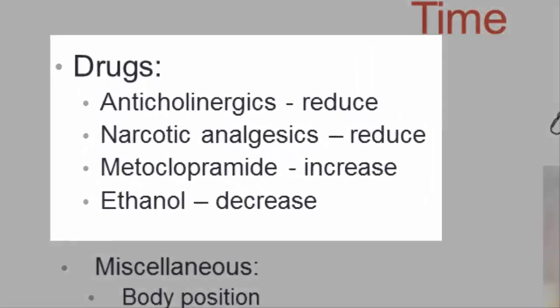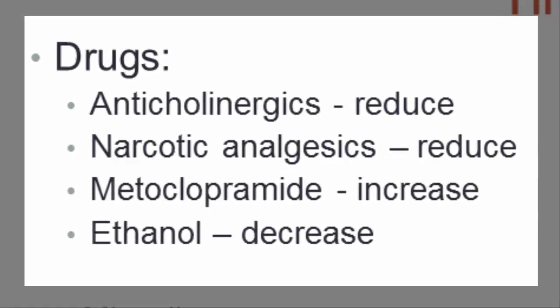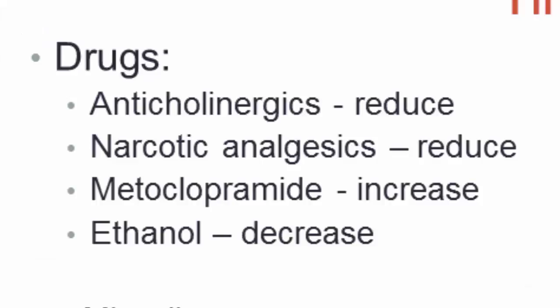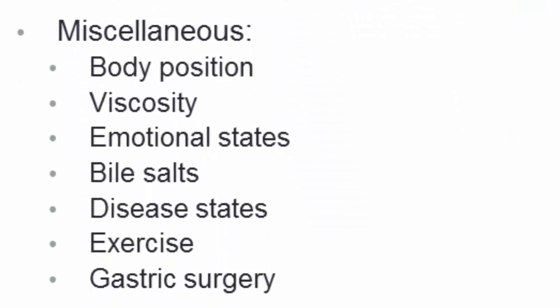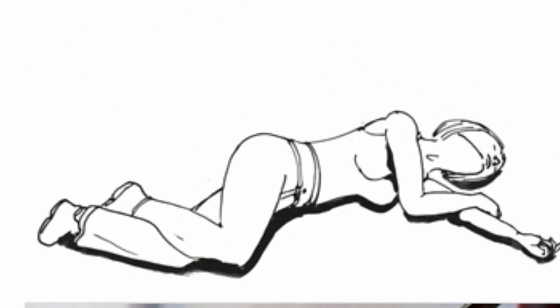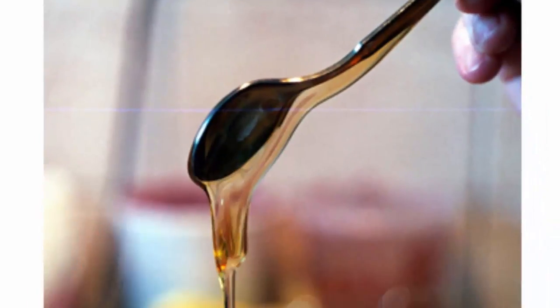The drugs like anticholinergics decrease the gastric emptying time. Narcotic analgesics and ethanol also reduce the gastric emptying time, but metoclopramide can increase it. And some of the other factors, like body position. If you lie on the left side, then the gastric emptying time can be reduced. And the viscosity of the substance which you take, for example, if you take food which is more viscous, then it reduces the gastric emptying time.